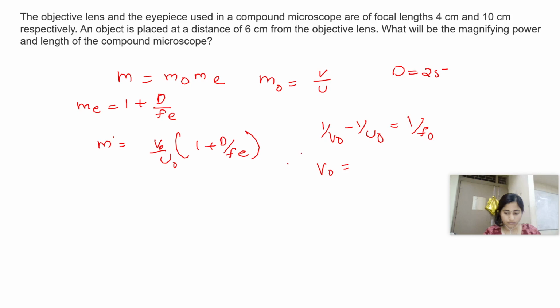F0 is what? Okay, 1 over V0 will be 1 over F0 minus 1 over U0, right? Yes. So it will be 1 over 4 minus 1 over minus 6. So it will be 1 over 4 plus 1 over 6, which will be 1 over 12. So V0 will be 12.